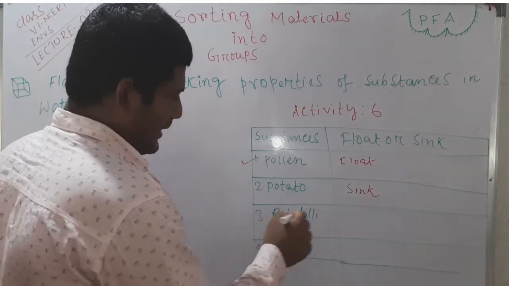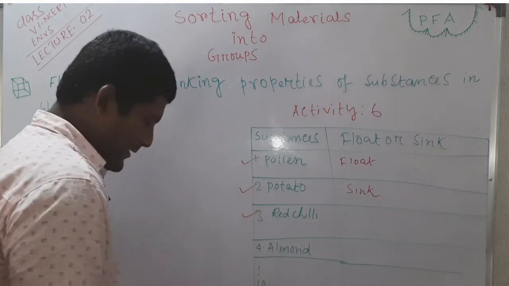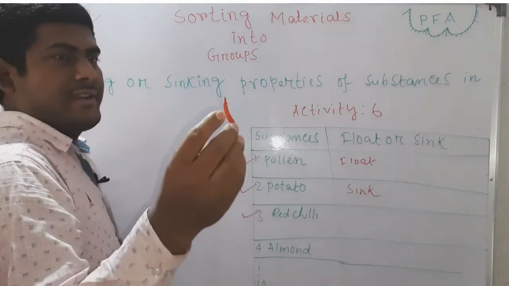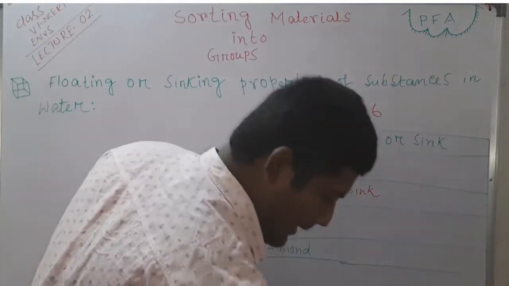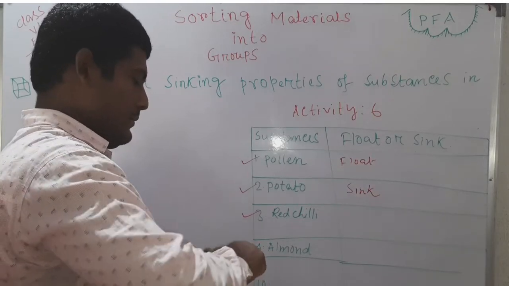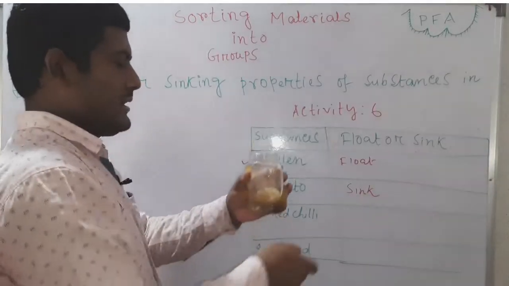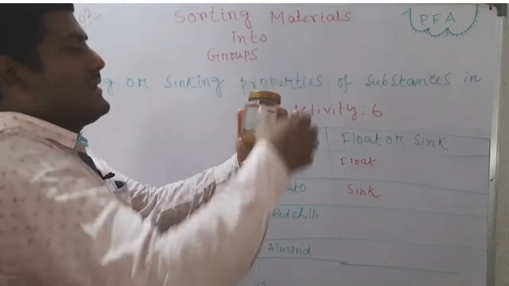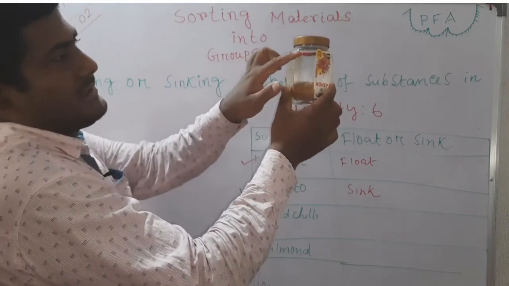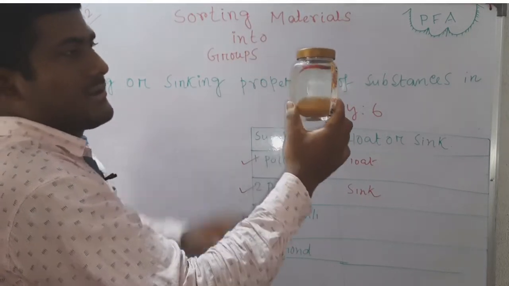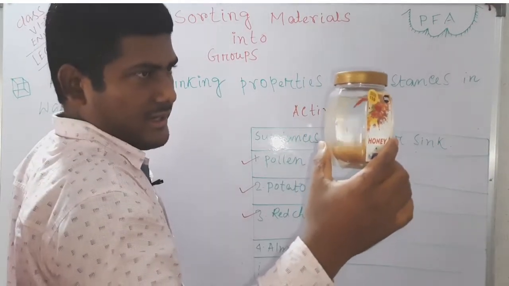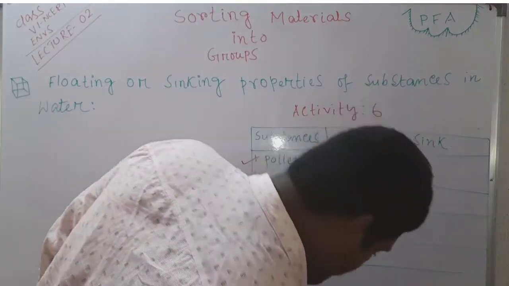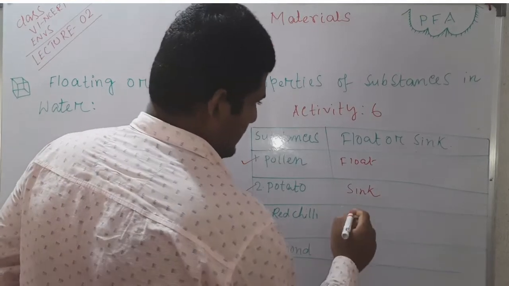Now the third, that is red chili. Now I take a red chili. This is your red chili. Now I will put this red chili in the jar. Okay, so I pour this. Now carefully observe this. You are seeing that this red chili does not sink in the water. So you have to write float here.